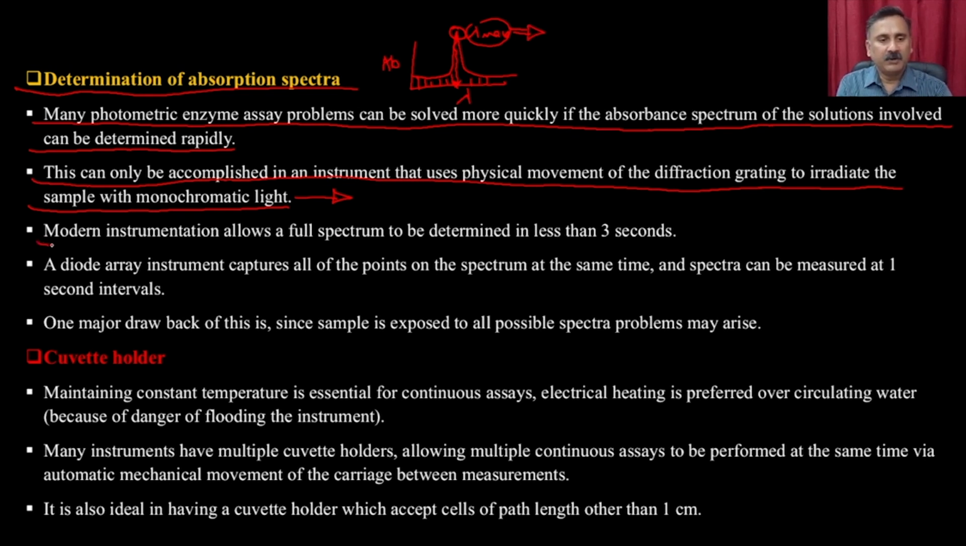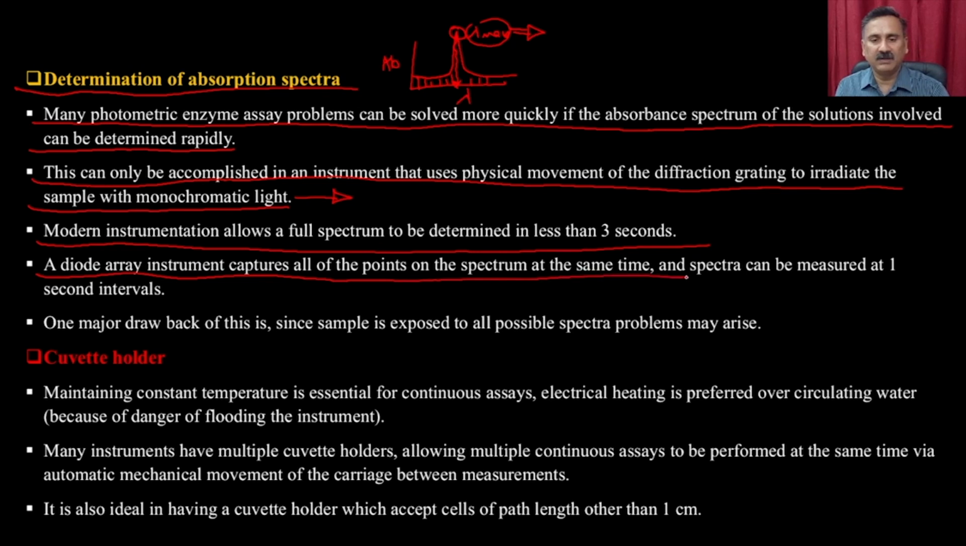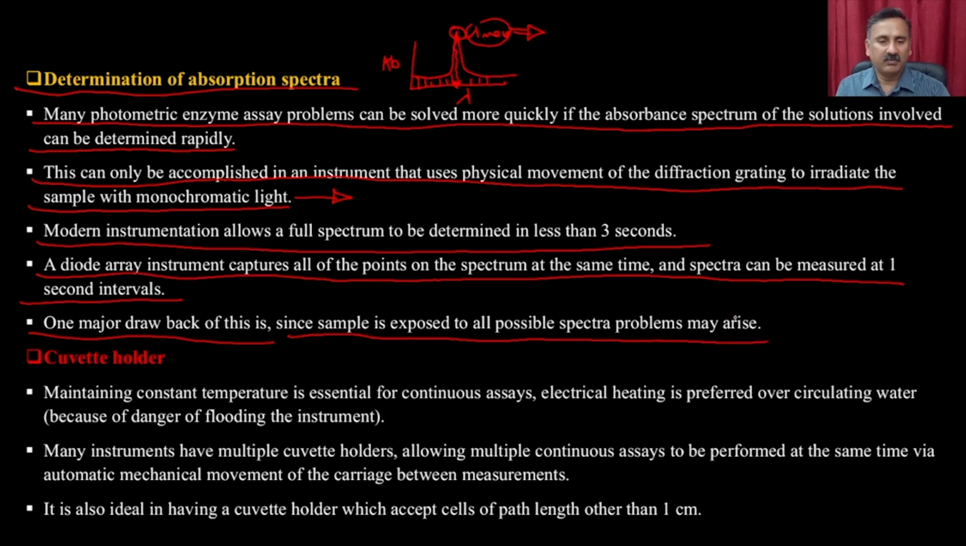Modern instruments allow a full spectrum to be determined in less than 3 seconds. Diode array instruments capture all of the points on the spectra at the same time, and a spectrum can be measured at 1 second intervals. One major drawback of this is that since the sample is exposed to the whole spectrum, problems may arise. Okay. Then we have the cuvette holders.